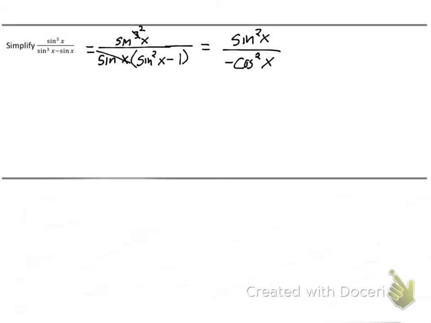All right, so now I have negative sine squared over cosine squared. Isn't that something I already know? Wouldn't the answer be negative tangent squared x? Negative tangent squared of x. Done.